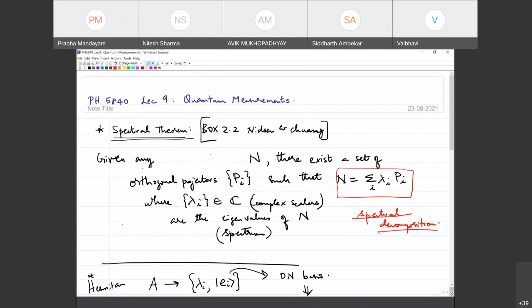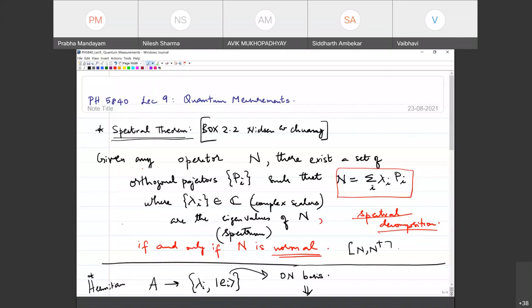So we just say given any operator N, there exists a set of orthogonal projectors with this expansion if and only if N is normal. Okay, and what's a normal operator? That's what I just defined for you below: an operator is said to be normal if it commutes with its adjoint. And this kind of expansion is what is called a spectral decomposition. So let's parse this a little bit.